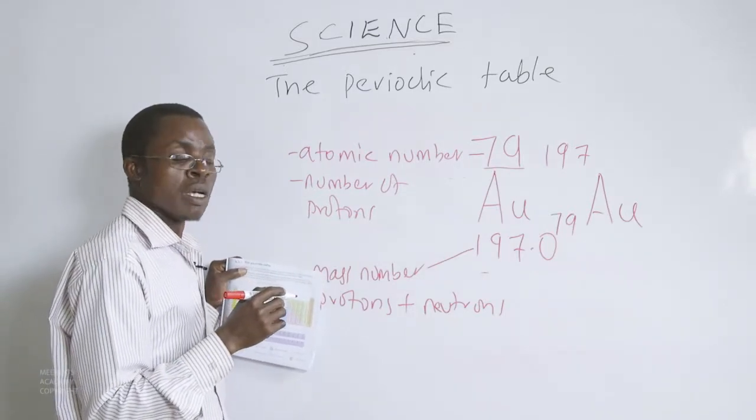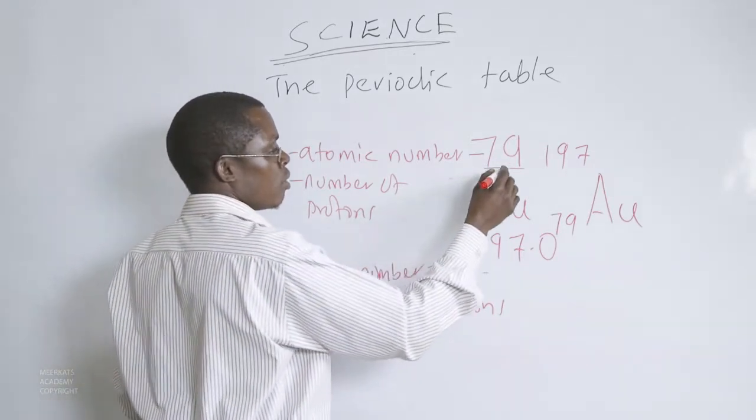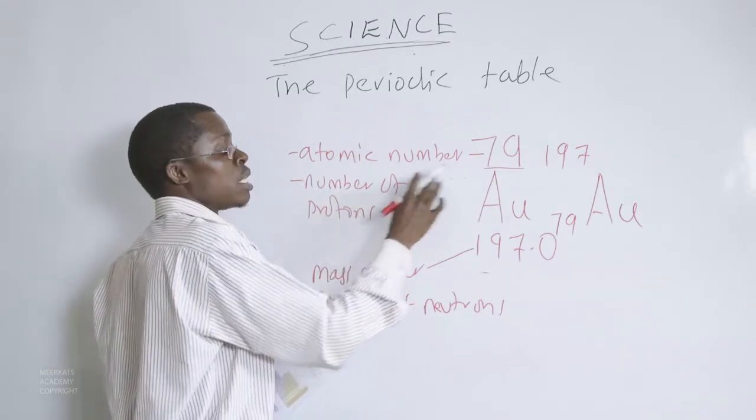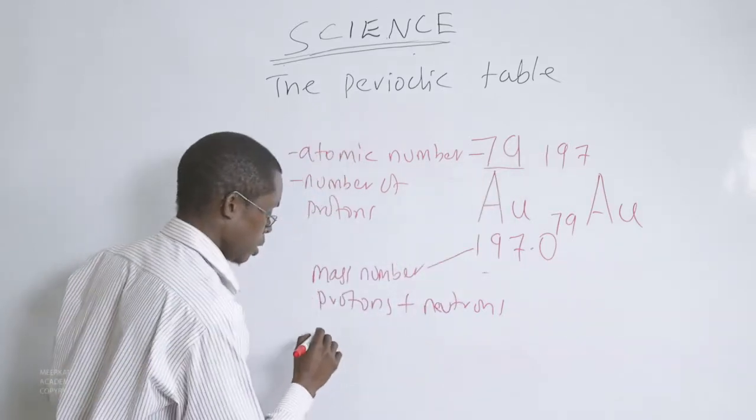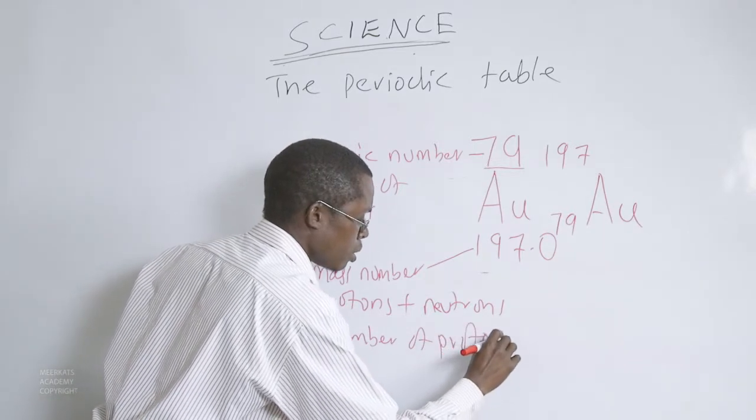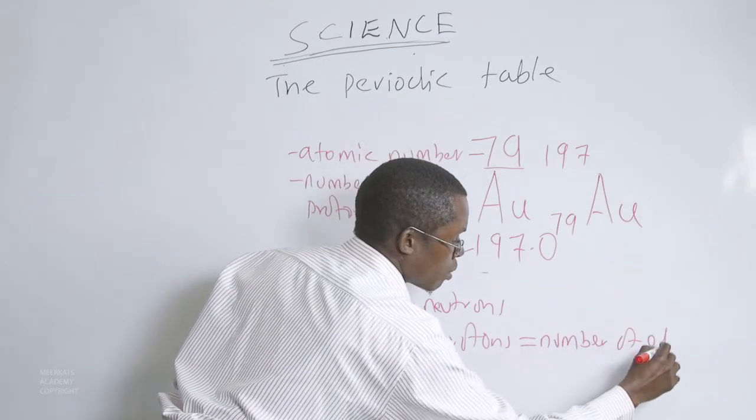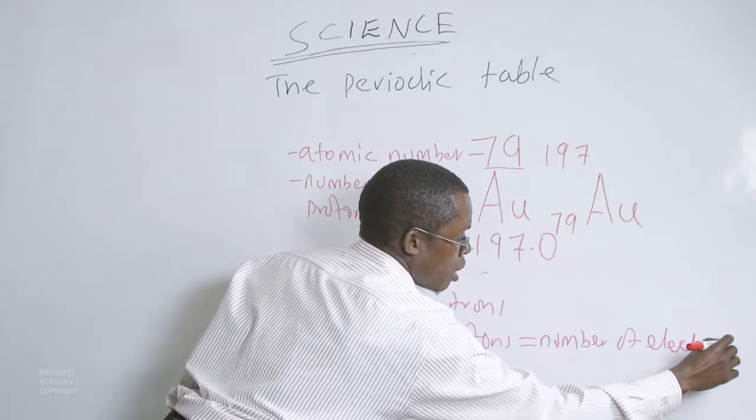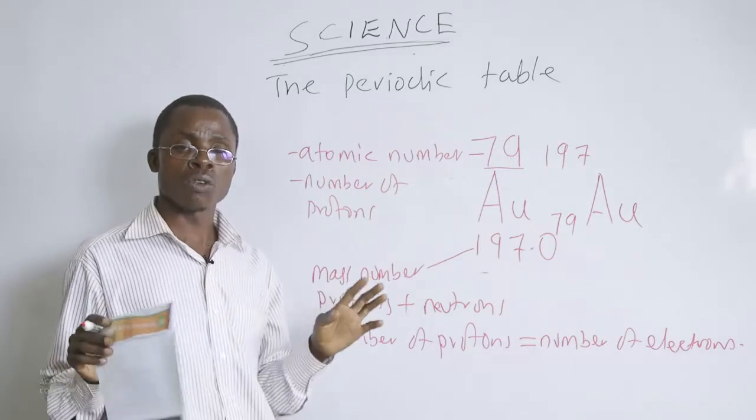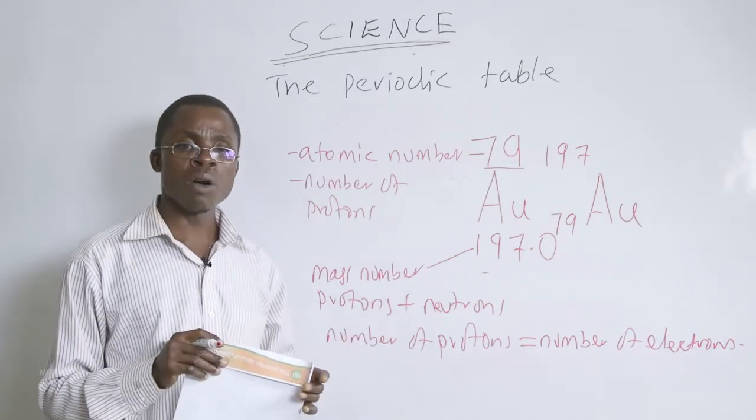Atomic numbers. Why atomic number? In any atom, the number of protons, because atomic number is the same as number of protons, is equal to number of electrons. This is very important for any neutral atom that hasn't undergone any chemical reaction. Number of protons is equal to number of electrons.